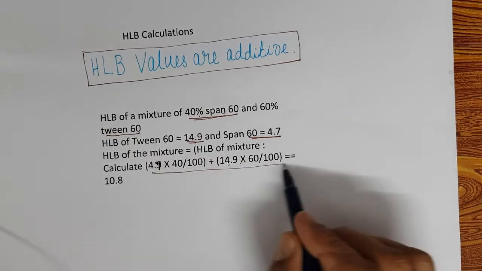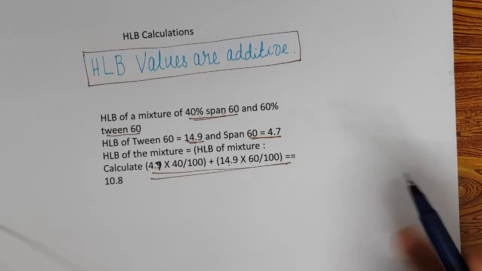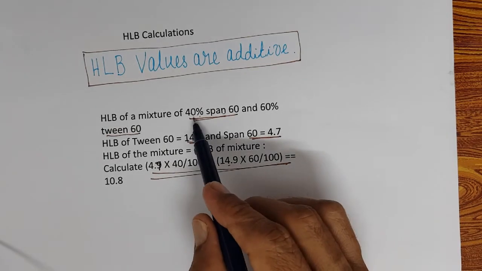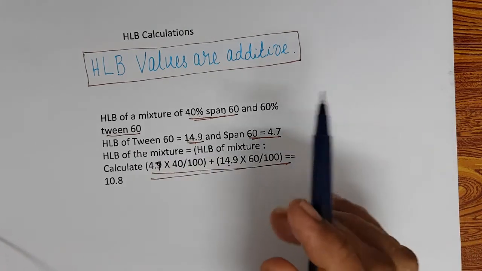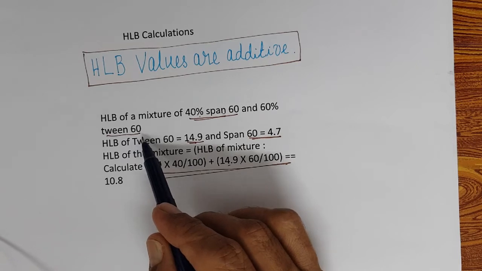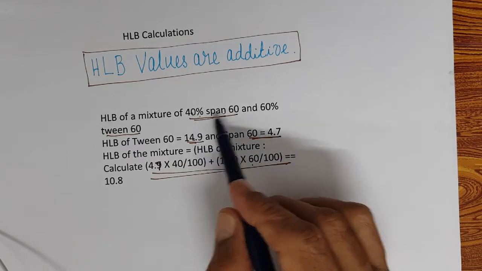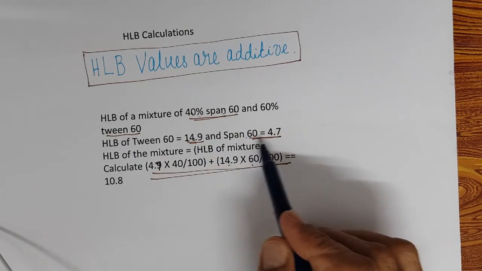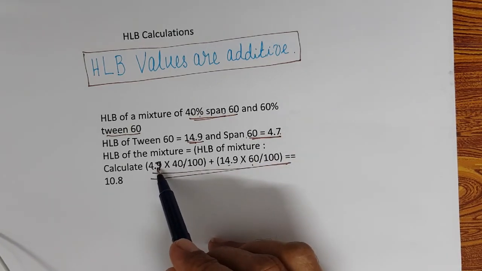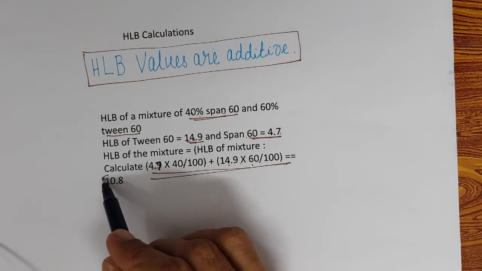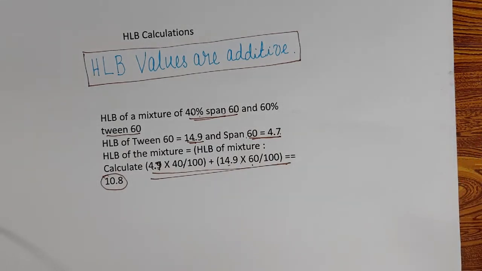This is a very simple calculation. HLB values are additive. The HLB of Tween 60 is 14.9. We have used 60% of Tween 60, so 60% of this is how much? Same way, 40% of Span 60. Span 60 HLB is 4.7. So 40% of 4.7 is what? When you add both, that will be the HLB of this mixture of 60% Tween 60 and 40% Span 60.